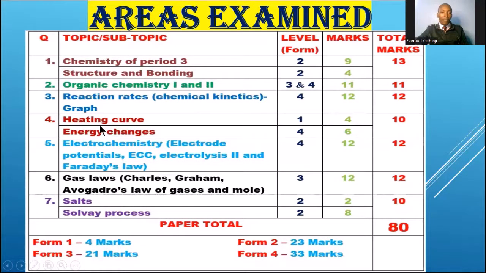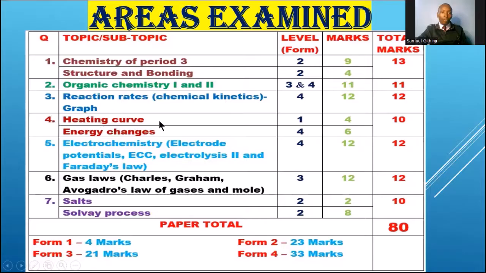Well, these are the areas that were examined. If you look at last year's paper, it had 7 questions. As usual, remember this is a Paper 2, a paper that contains long structured questions. Like question 1, you can see the chemistry of period 3, structure and bonding. That is basically form 2 work. You can see question 2, organic chemistry 1 and 2 combined. Yes, form 3, form 4 work. Then there was rates of reaction, and there was a graph there, question 3.